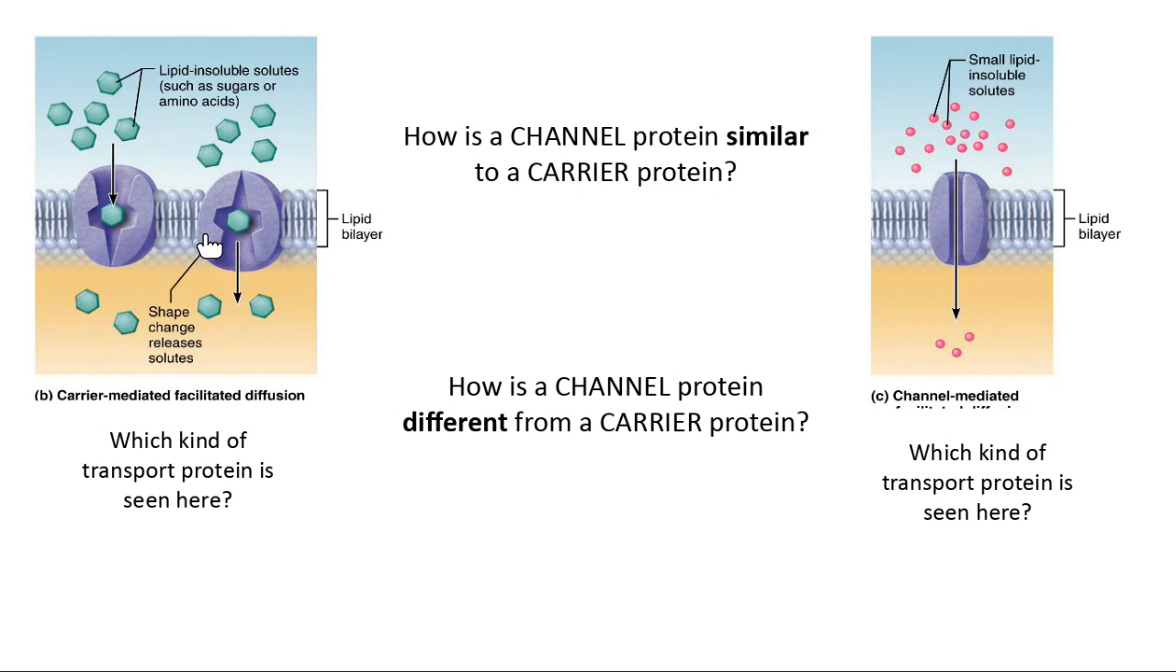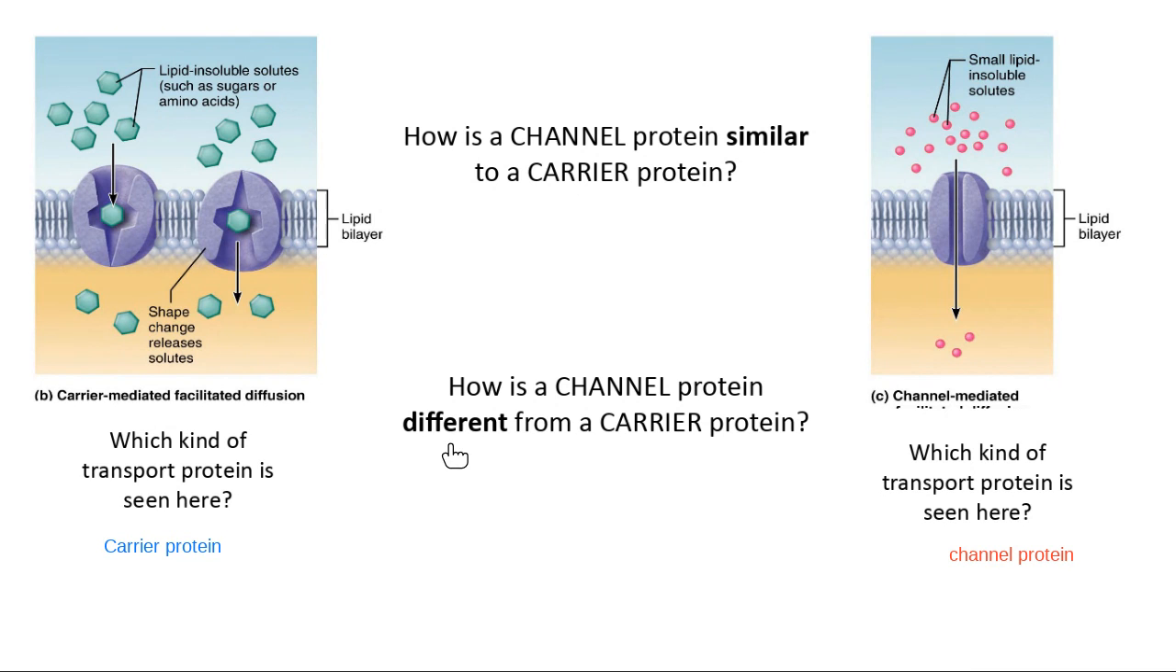Which kind of protein transporter am I seeing here? Is this a carrier or a channel protein here on the left? Yeah, my one over here on the left is a carrier protein. My one over here on the right then, by process of elimination, this is going to be a channel protein. So channel proteins have a protein channel in the middle. They have a space that is always open, that things can pass straight through.